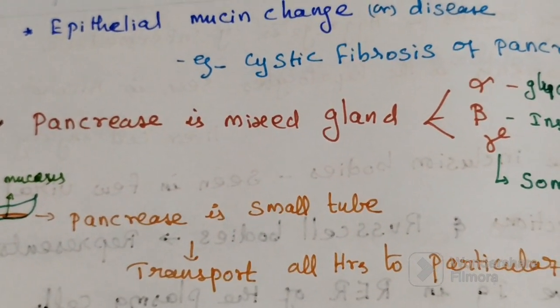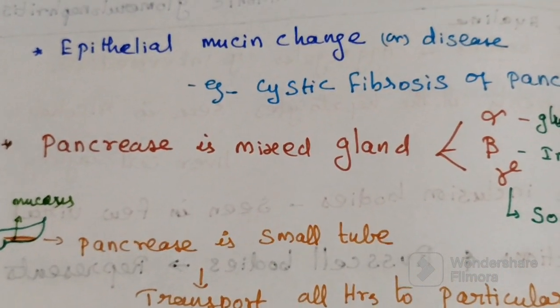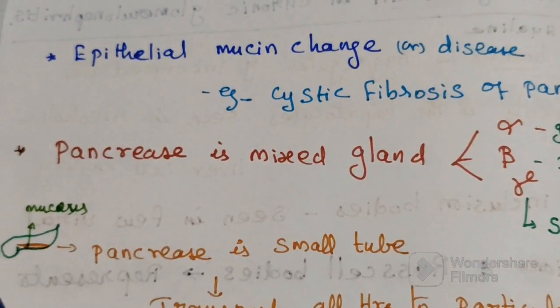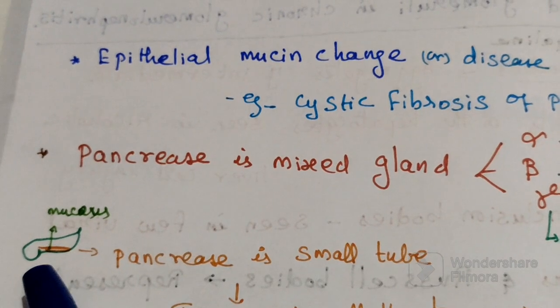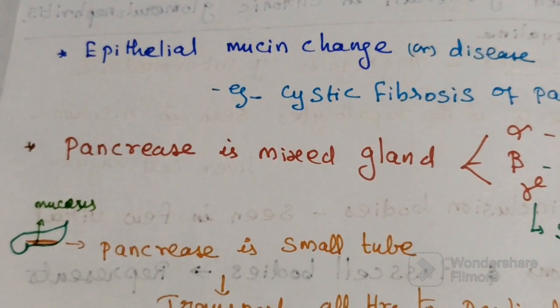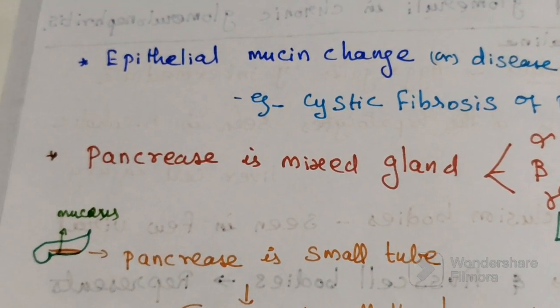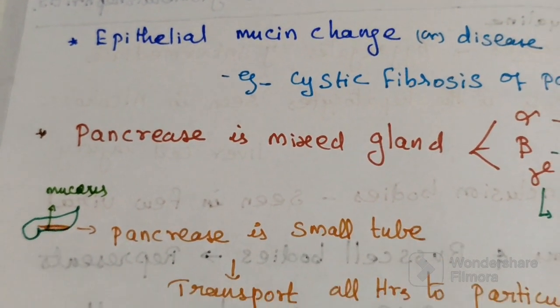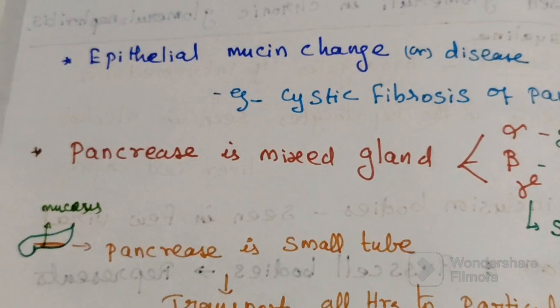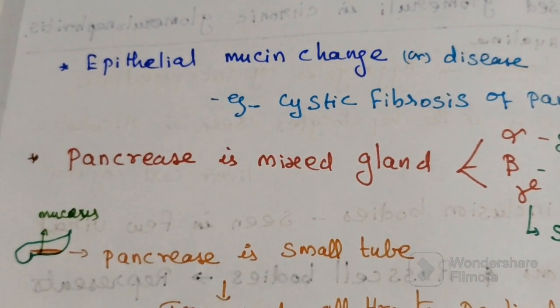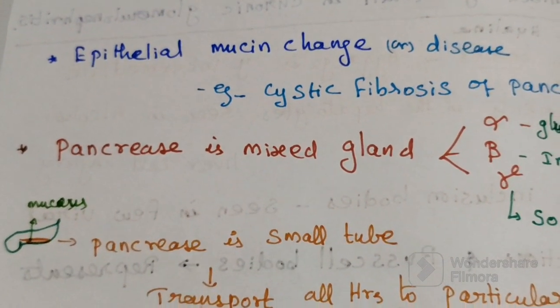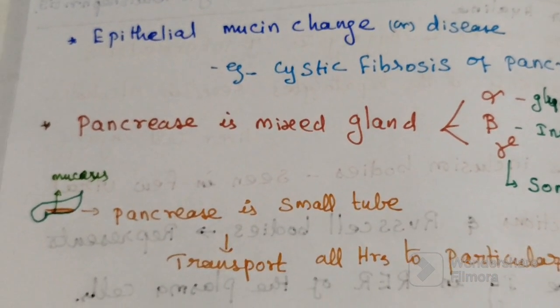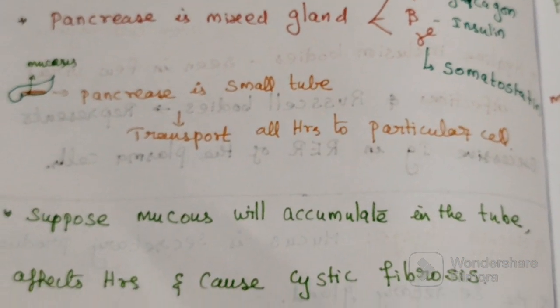In the pancreas there is a small tube-like duct which transports all the hormones to the particular cells. Suppose mucus accumulates here in the pancreas, what will happen? It affects all the hormones, so it causes cystic fibrosis.